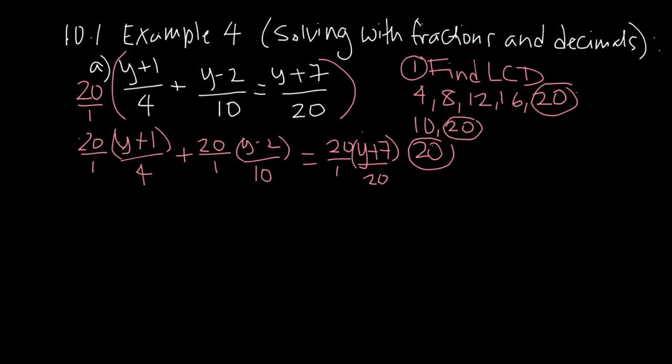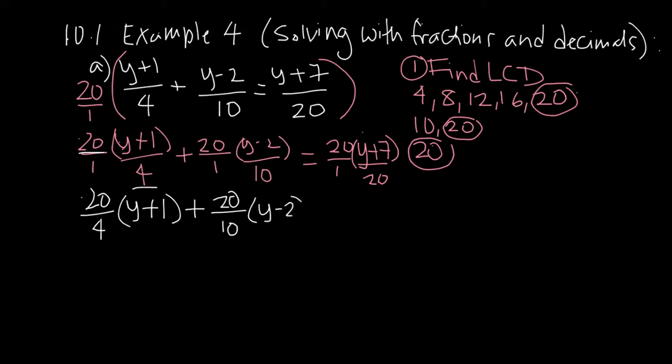Instead of 20 over 1 and y plus 1 over 4, I'm going to write that as 20 over 4. So putting the 20 and the 4 in one fraction. And then I'm going to put the y plus 1 by itself. Plus 20 over 10, and then I'm going to put the y minus 2 by itself, equals 20 over 20. And then I'm going to put the y plus 7 by itself.